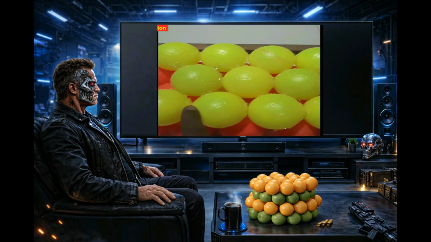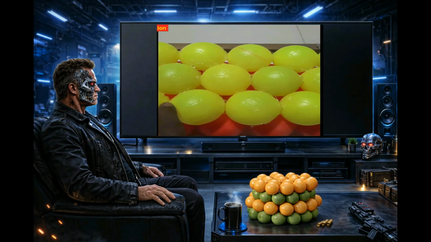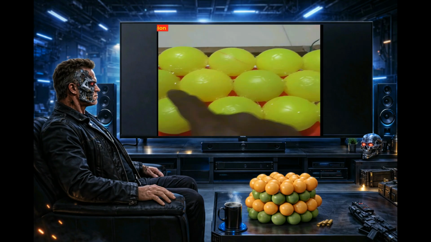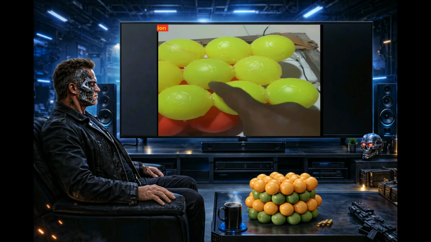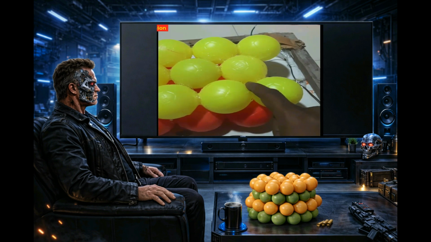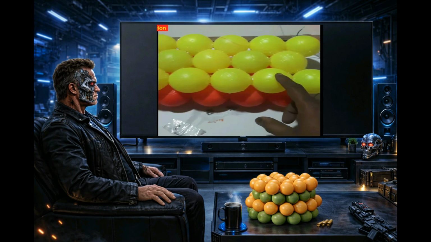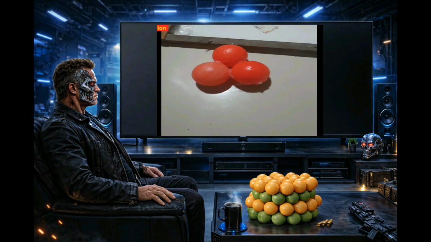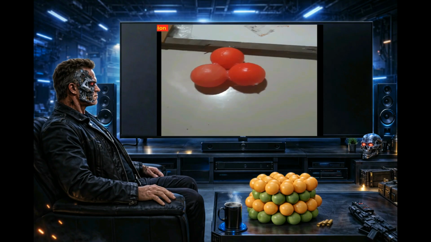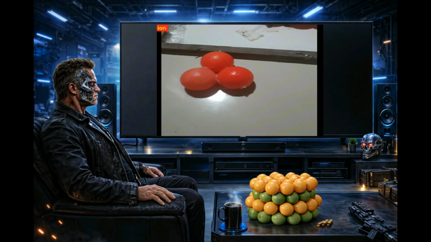So alternate octahedral and tetrahedral voids are formed. This is the octahedral, tetrahedral, then again octahedral, then tetrahedral, octahedral, tetrahedral, octahedral. So there are 2 types of void spaces. One is octahedral, another is tetrahedral. So how is the octahedral formed?